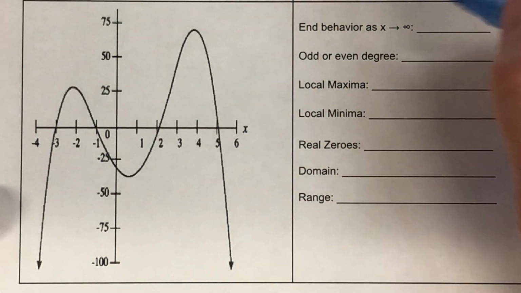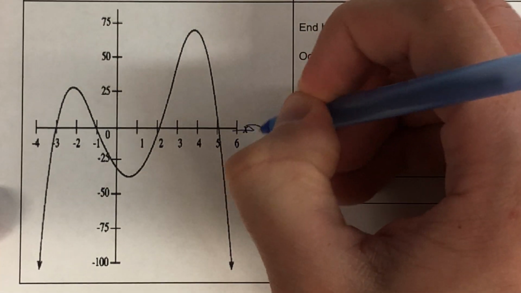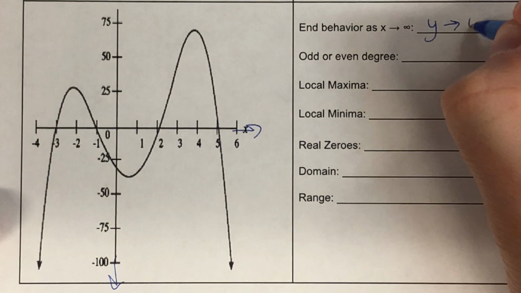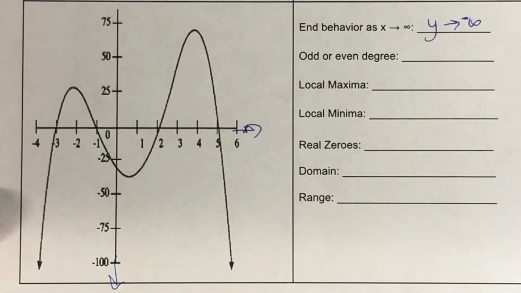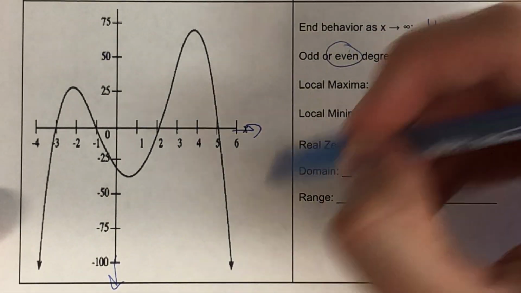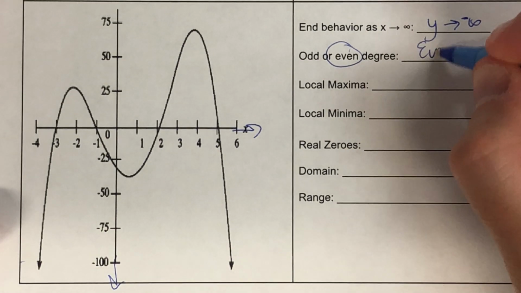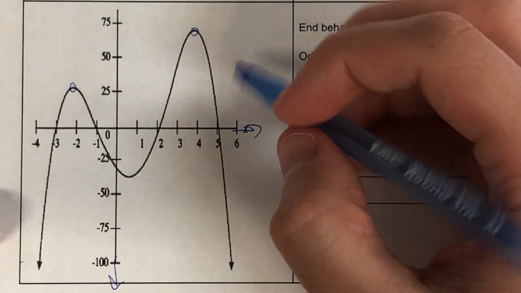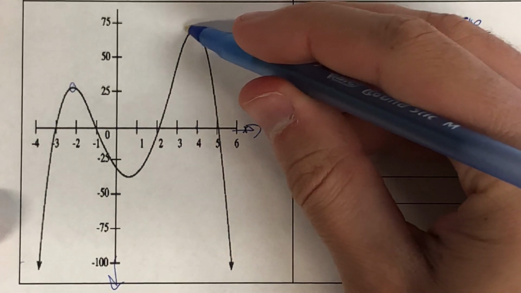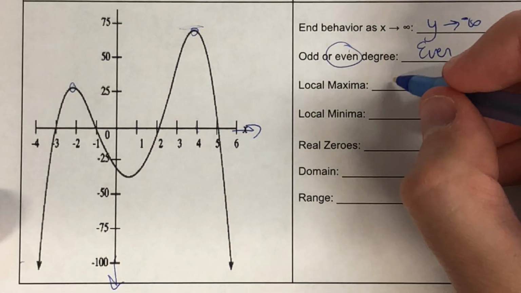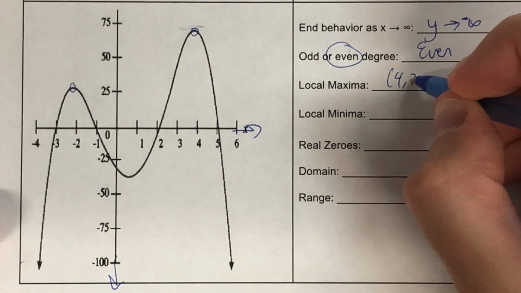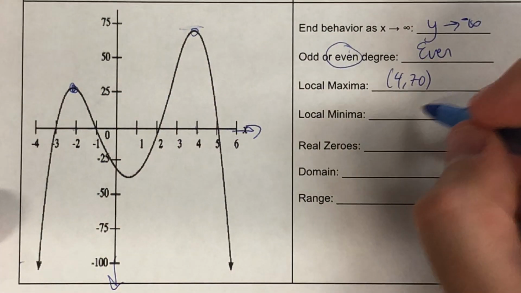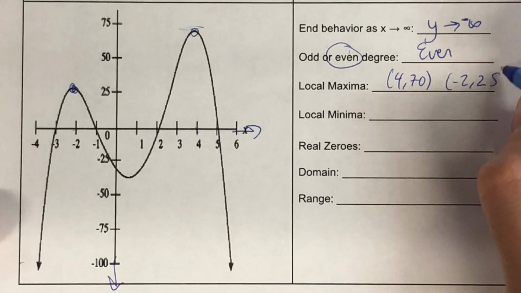For this one, as x approaches infinity, so as we go positive with x, we go negative with y. So y goes towards negative infinity. This is an even degree since both sides are pointing in the same direction. We have local maxima here and here. So that's about 4, not quite up to 75. I'll say 470. And here at about negative 225, more or less.